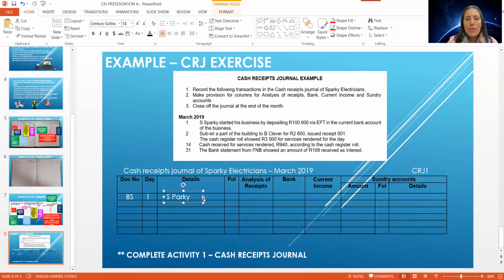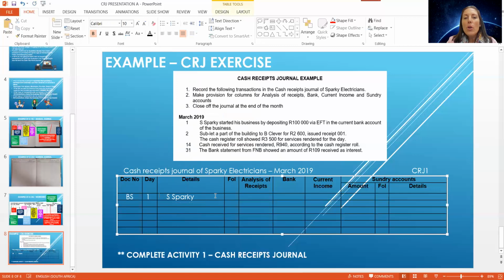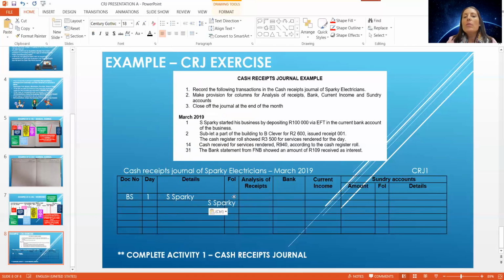Sparky would be better. Do we write anything into the folio column? No, we don't, because we leave that for grade 9. Now tell me, that 100,000 Rand, do I need to put that in analysis of receipt? No, I mustn't, because I did not receive the money in the till. So I'm going to leave analysis of receipt open.